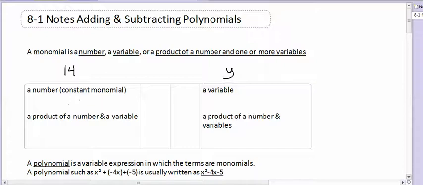Okay, a product of a number and a variable is like 4 times x, 4x. That's an example of a product of a number and a variable. And then we have the product of a number and variables. So I might choose negative 1/3 times x squared, y, and z to the 3rd power. That would be a product of a number and variables. So all of these are monomials. They're one term.